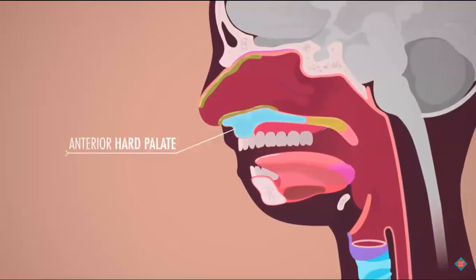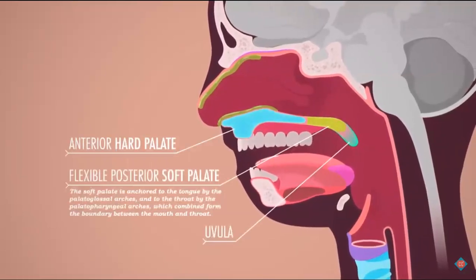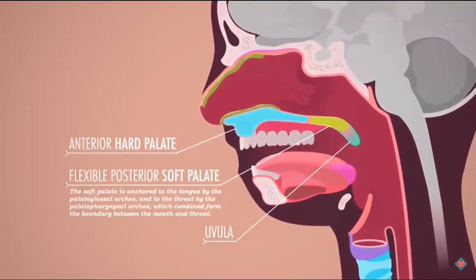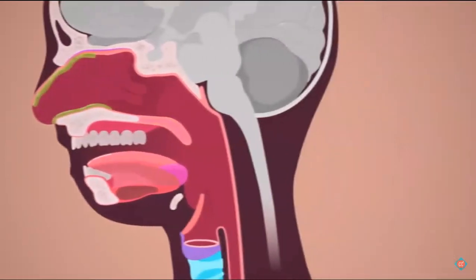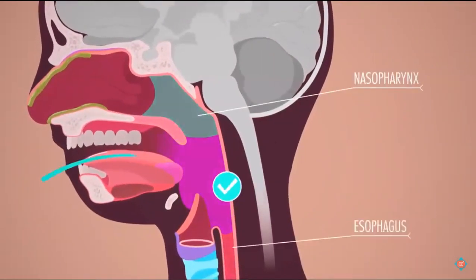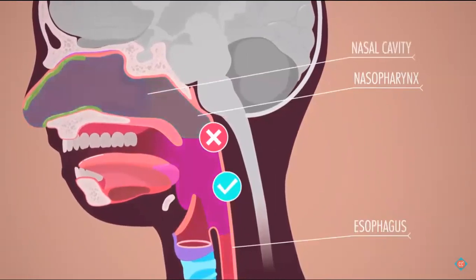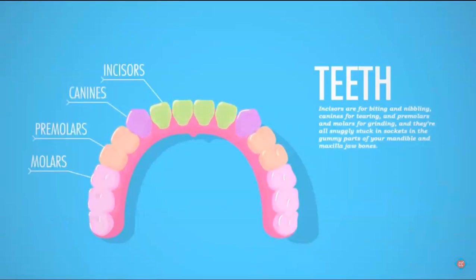Your anterior hard palate and the flexible posterior soft palate form the roof of your mouth. The hard palate provides a hard surface for the tongue to mash food against, while the soft palate forms a movable fold of flesh that reflexively closes off the nasopharynx when you swallow, so food gets directed down your esophagus and not up into your nasal cavity. We all know what teeth are for, and you have roughly 32 of them in basic types that help you masticate or chew your food.